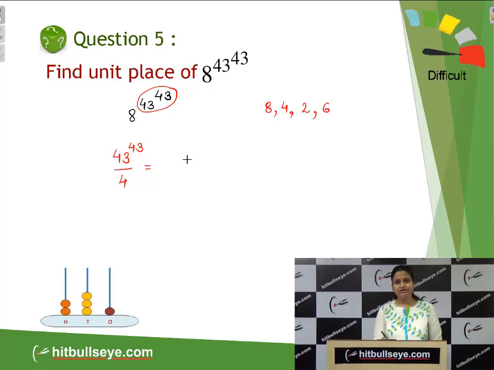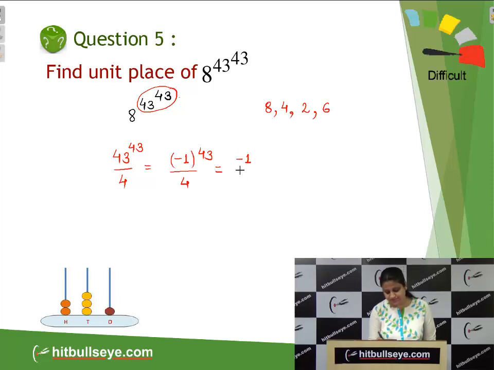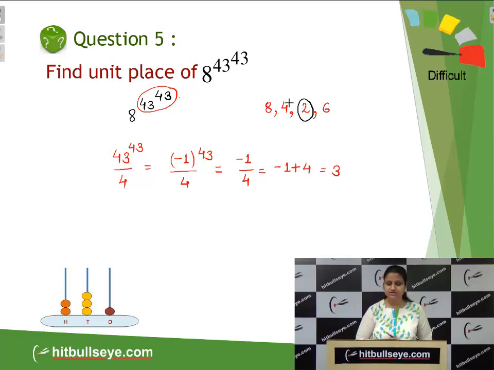Now 43 when divided by 4, that is the application of remainder. I'm writing the negative remainder here, which is minus 1 raised to power 43 divided by 4. You can also apply cyclicity of remainder here. Now minus 1 raised to power 43 is what? Minus 1 only. When you divide it by 4, of course to make it positive, we will add the divisor. So what is the remainder I am getting? That is 3. So what will be the answer? That will be the third number in the cyclicity of 8. And what is the third number here? It is 2. So the answer in this case will be 2.